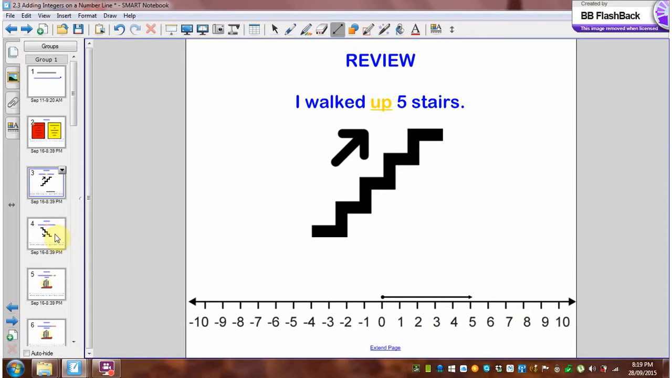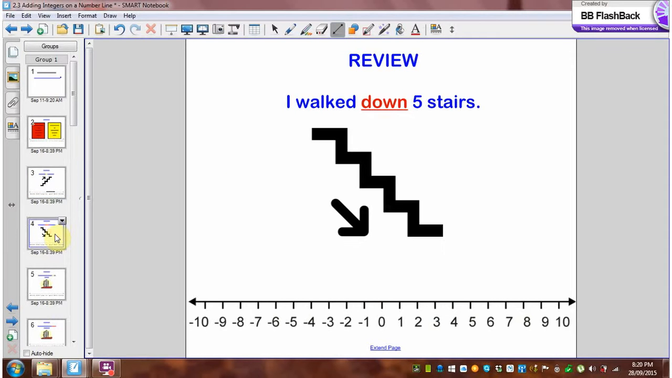Alright, our next example. I walked down 5 stairs. So we started at 0, and we walked down 5 stairs, so to the left: 1, 2, 3, 4, 5. If you have any questions about this, pause the video now and ask a buddy, or ask me if I'm available. If not, let's move on.